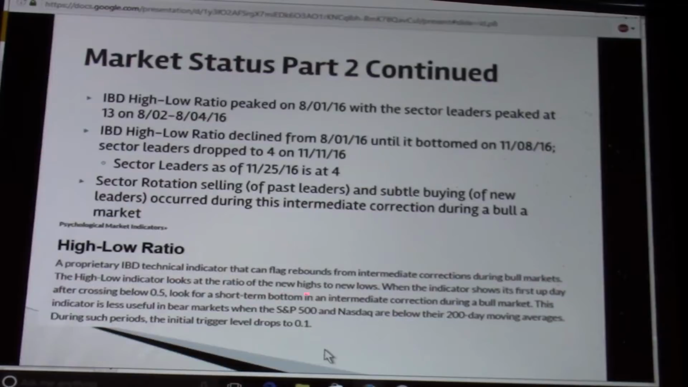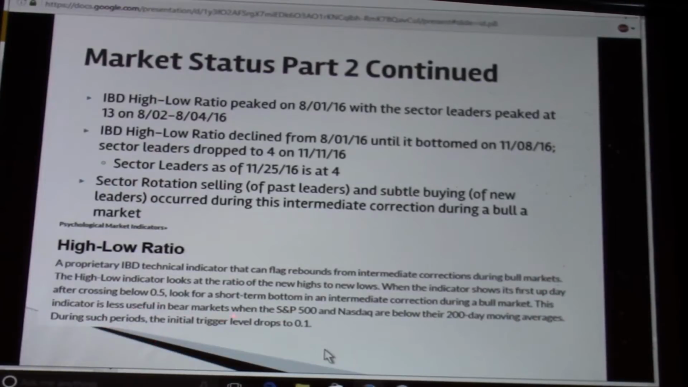So the high-low indicator is a ratio of the new highs to new lows when the indicator first shows the first update after crossing below 0.5. November 4th, November 3rd, it dropped below 0.5, at 0.489 and 0.475 or whatever the numbers are. But essentially you had 2 days at 0.48 and then you spiked above. And that first day after crossing below, you look for a short-term bottom. And that basically can give you the sign that the bull market's resuming.